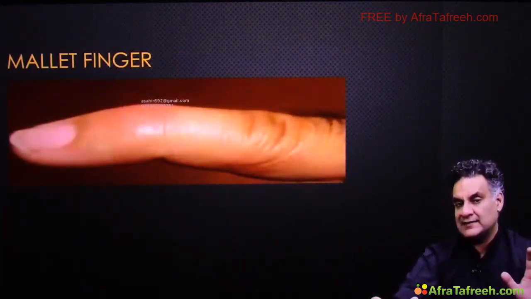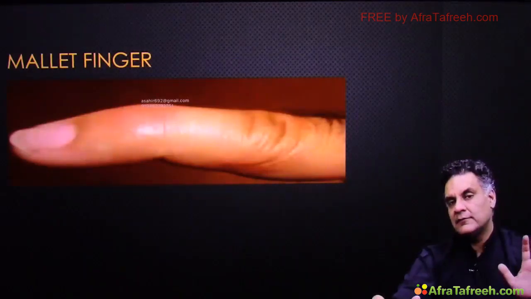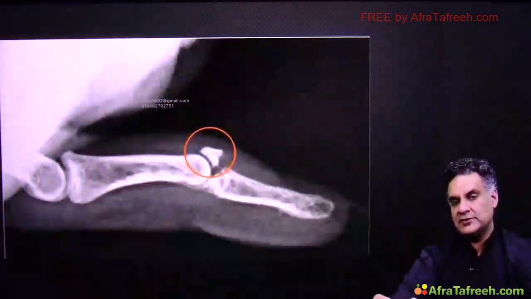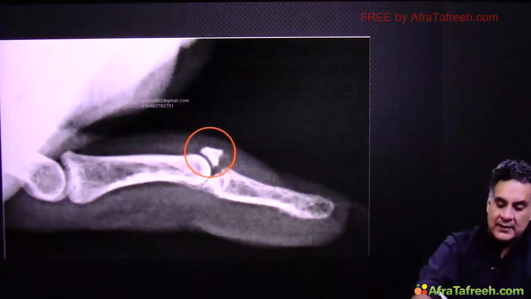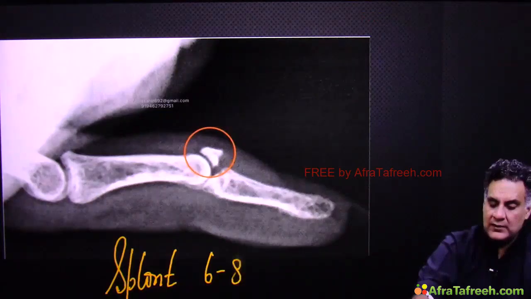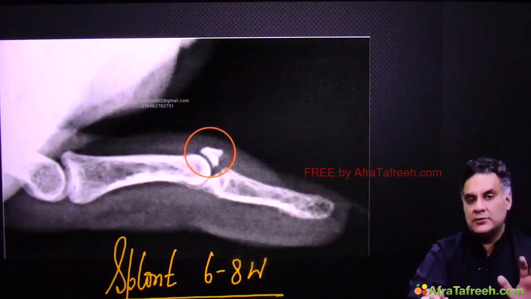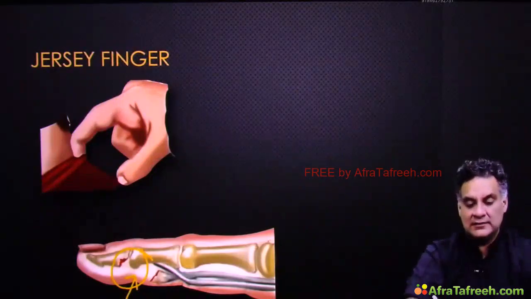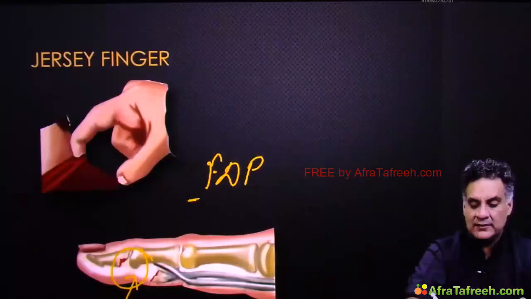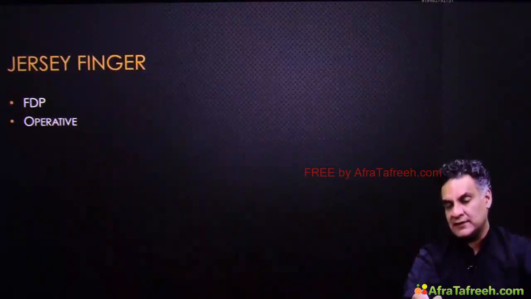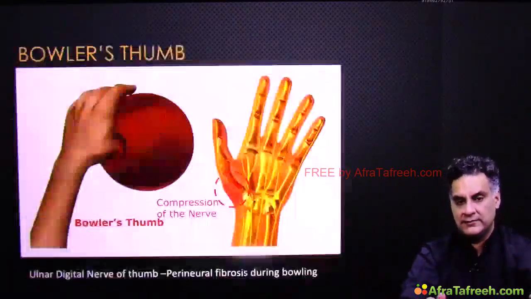Avulsion of the extensor tendon from the distal phalanx is mallet finger. It can be soft tissue, it can be bony avulsion. Treatment is application of a splint for a period of 6 to 8 weeks. It usually has good results. Opposite of it, avulsion of the flexor tendon from the distal phalanx is jersey finger. FDP is the one affected, and the treatment is surgical. Mallet finger conservative, jersey finger operative.